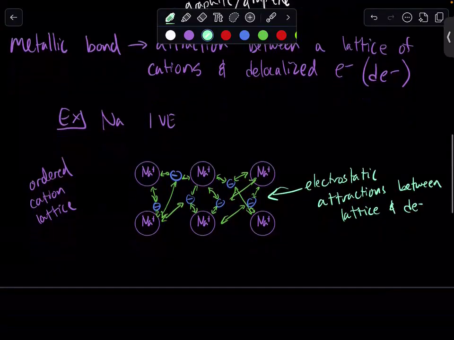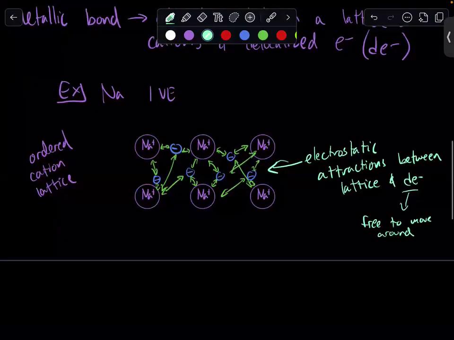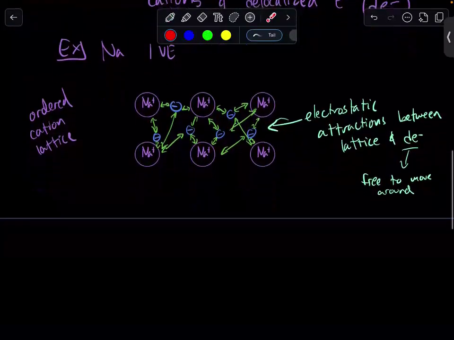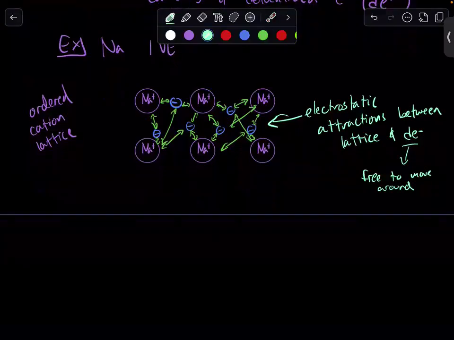So remember, these delocalized electrons are very specifically free to move around, and they do. And as they move around, they continue to kind of break and reform attractions with whatever cations are next to them. So that's kind of how it's different. We have more like a bunch of little electrostatic attractions holding this thing together instead of each cation bonded to the one next to it. So that's how it's different from our ionic compound lattices or even our giant covalent lattices. So that's a metallic bond.